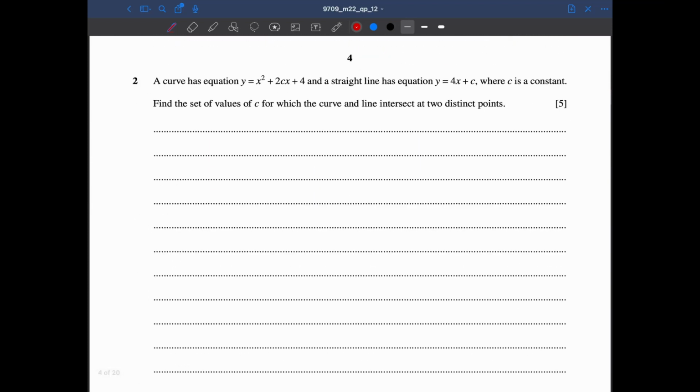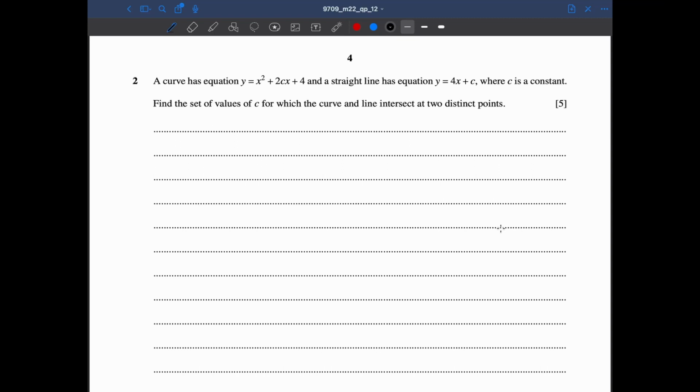Right, let's move to question 2. Question 2 says, a curve has an equation y equals x squared plus 2cx plus 4, and a straight line has an equation y equals 4x plus c, where c is a constant. Find the set of values of c for which the curve and the line intersect at exactly 2 distinct points.